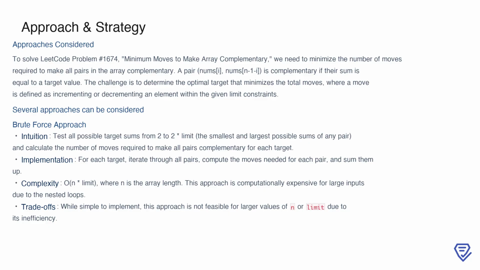One way to approach this is through a brute force method. In this approach, we test all possible target sums, ranging from 2 to 2 times the limit, as this represents the smallest and largest sums achievable by any pair. For each target, we calculate the total moves needed by iterating through all pairs, adding up the adjustments required to make each pair complementary. However, while the brute force method is straightforward to implement, its computational cost is significant, as it involves nested loops that scale with both the array size and the limit. This makes it impractical for larger inputs, where efficiency is critical.